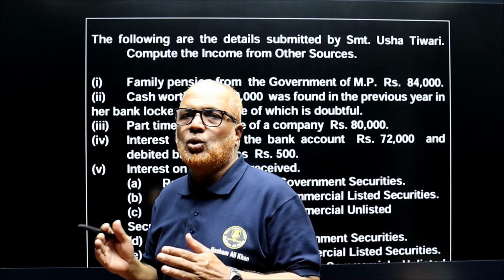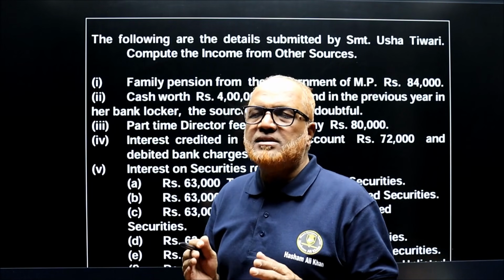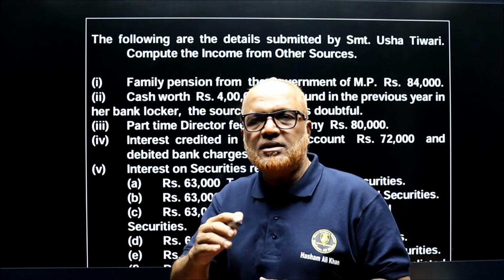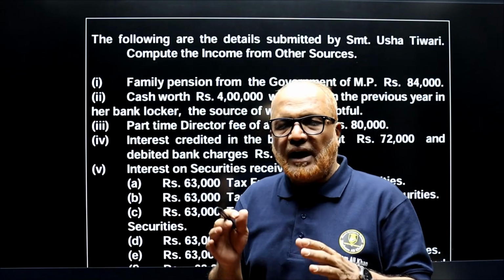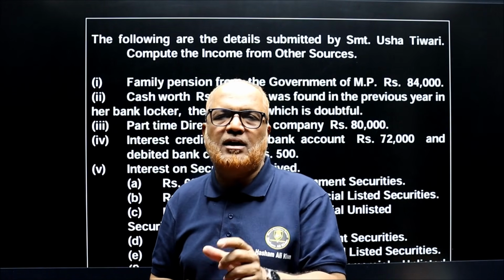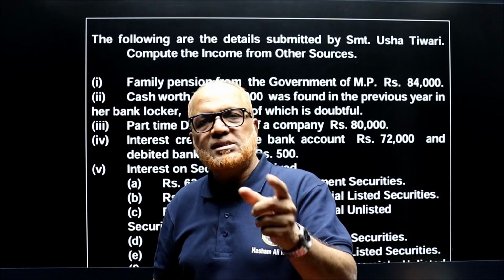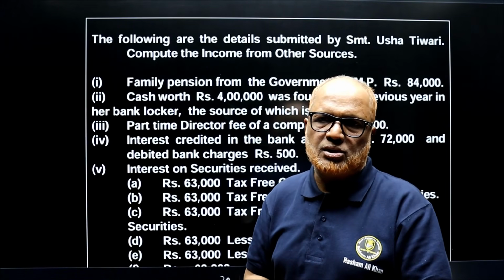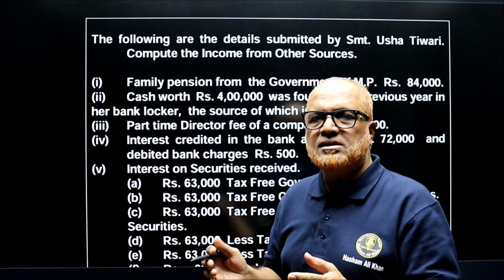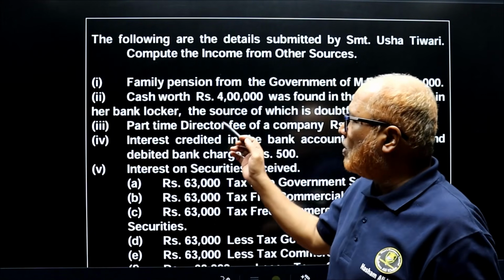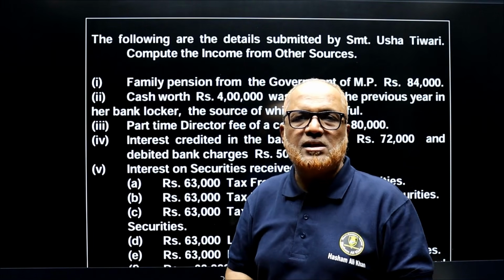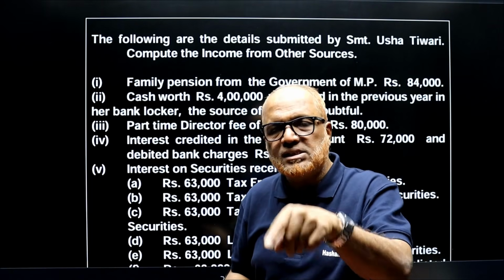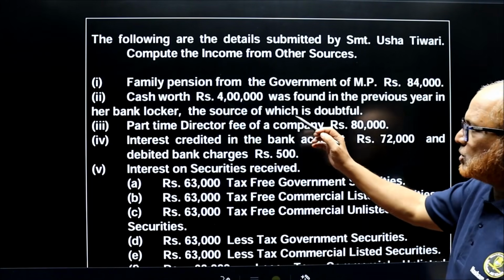That means undisclosed income. If the Income Tax department finds some income, it asks for clarification, an explanation of that income. If the assessee is unable to give a satisfactory explanation of that income, that income is taxable under the head income from other sources. Now in our problem, in the assessee's locker, there was an income of 4 lakh rupees, for which satisfactory explanation the assessee has not given. So this 4 lakh is taxable under the head income from other sources.